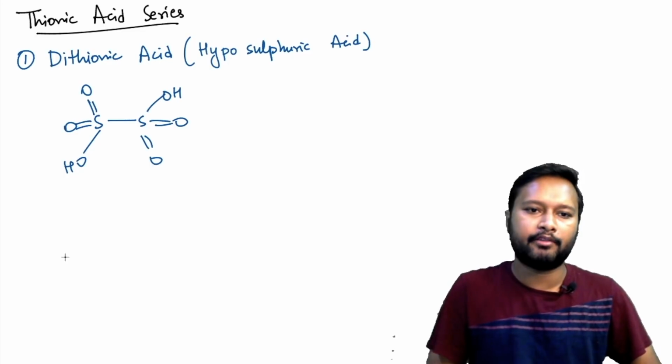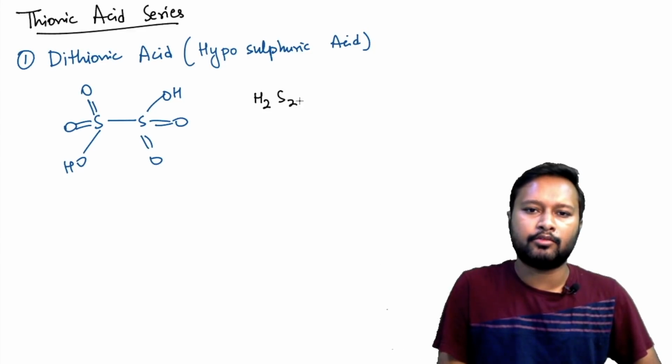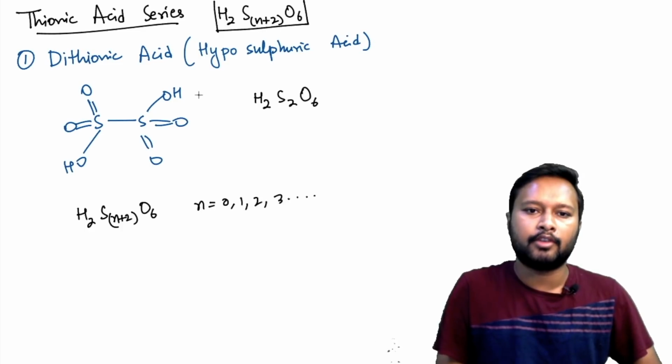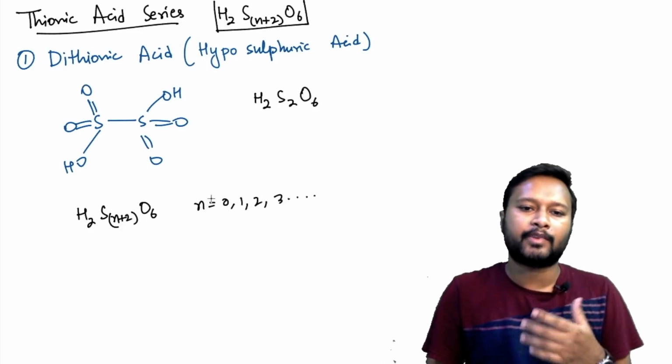With this we will have some derivatives of it, okay. So remember, here the formula is H2S2O6. But the thionic acid series has a general formula of H2, S(n+2), and O6, okay. So the general formula is H2S(n+2)O6. What is n over here? n can be anything like 0, 1, 2, 3, anything. So for this example, for dithionic acid, n was 0 over here.